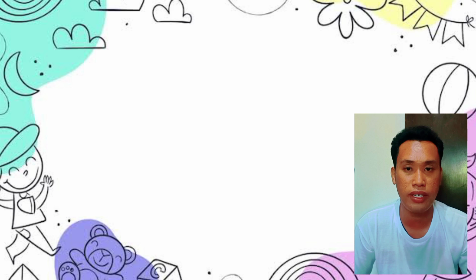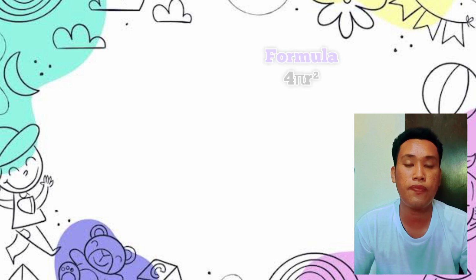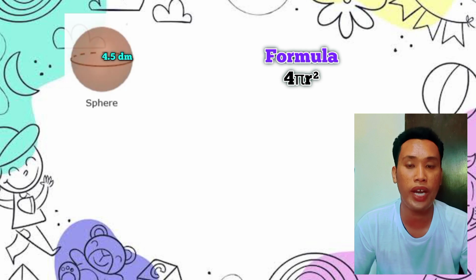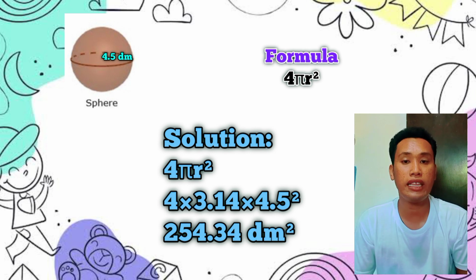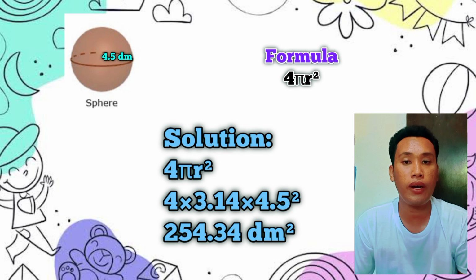The last one is the sphere. The formula is 4 pi radius squared. Let's take for example a radius of 4.5. Substituting to the formula, it will become 4 times 3.14 times 4.5 squared. Let's solve it. 4 times 3.14 is 12.56. Then 4.5 times 4.5 equals 20.25. Then multiplying, the answer will be 254.34 square decimeters, and that's the answer.